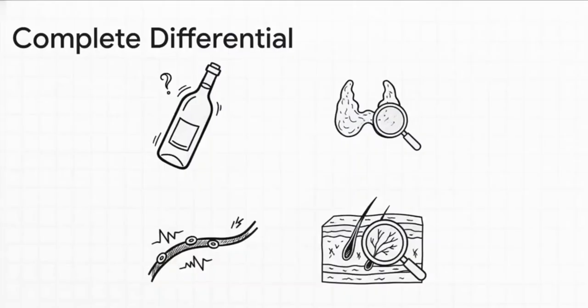To round out the complete differential diagnoses, you've also got to screen for chronic alcohol use because that causes a nearly identical sensory motor neuropathy. And definitely don't forget to check a TSH to rule out untreated hypothyroidism.